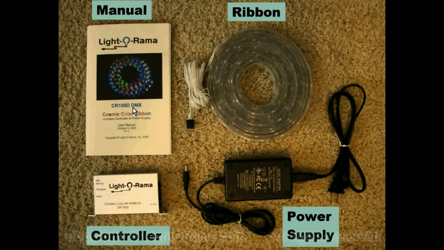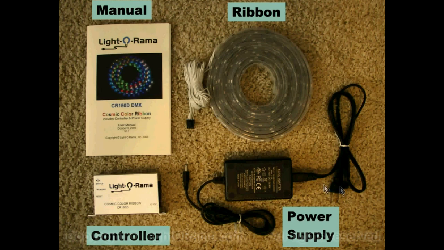Once you buy your Cosmic Color Ribbon, this is what you'll find in the box. Here's a manual, and starting on page 10 of this manual is instructions on how to configure the Cosmic Color Ribbon, but we'll go over that in this tutorial. And right here is the ribbon that contains the LEDs that comprise the 50 pixels on the ribbon.